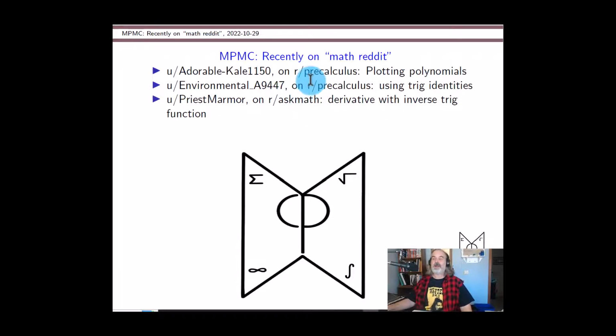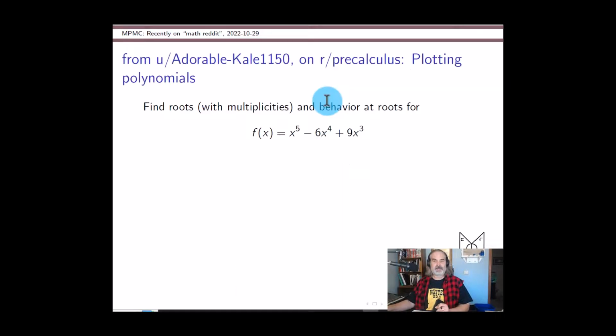So the three problems I'm going to take a gander at here: one involves plotting polynomials, one involves the use of some trig identities, and one involves finding a derivative that involves inverse trig functions. And again, there are some bigger themes in these problems that are good just to review in a broad sense.